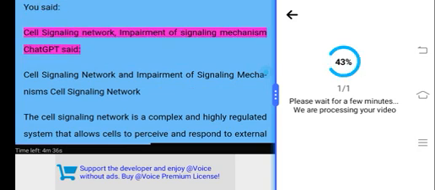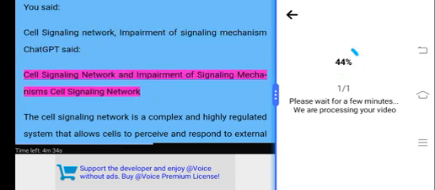You said: Cell signaling network, impairment of signaling mechanism. ChatGPT said: Cell signaling network and impairment of signaling mechanism. Cell signaling network.